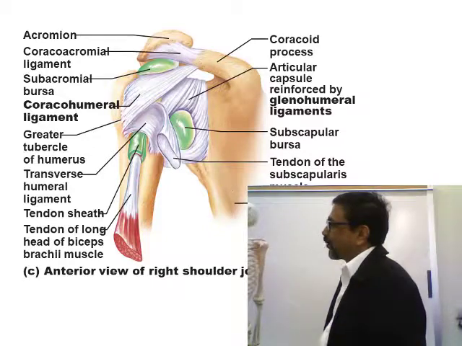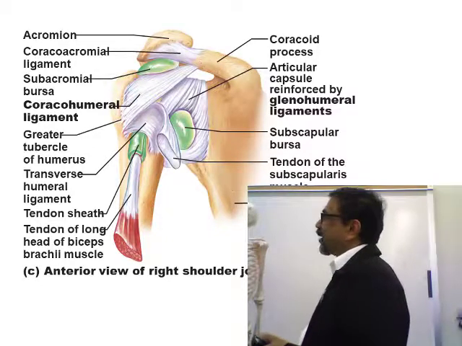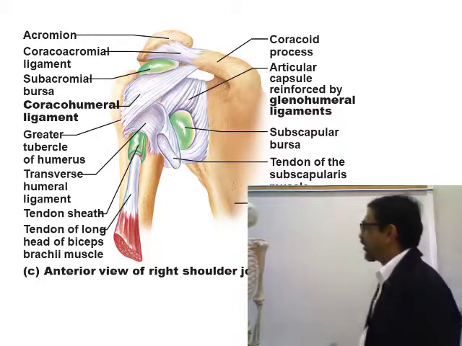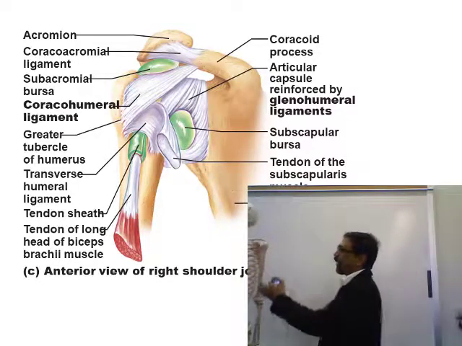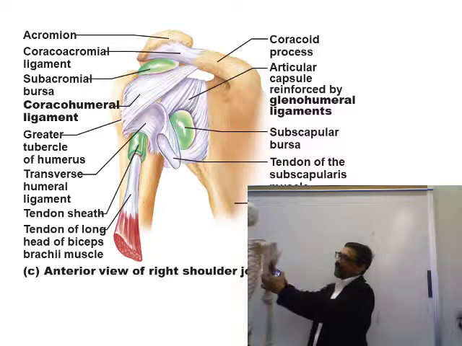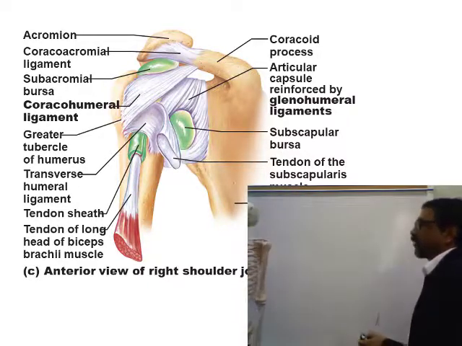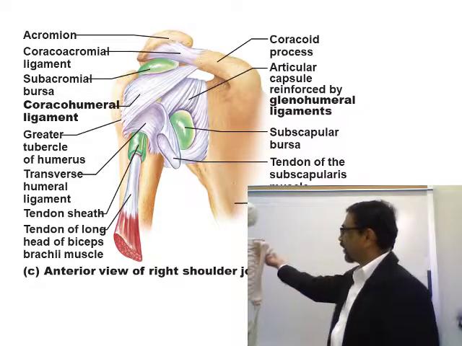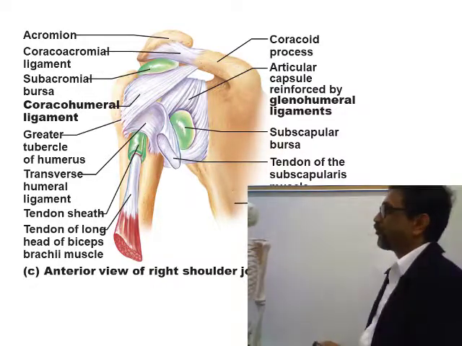There is another bursa called the subscapular bursa. It's under the scapula. The subscapular bursa is here. This is the scapula, and this is under the scapula. So subacromial, subscapular bursa.